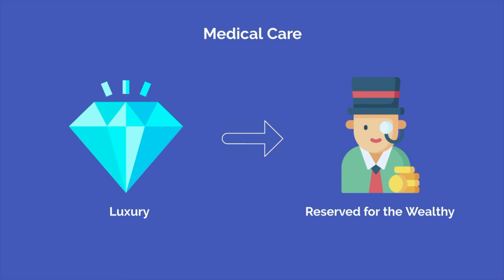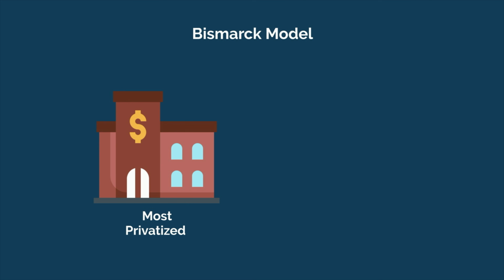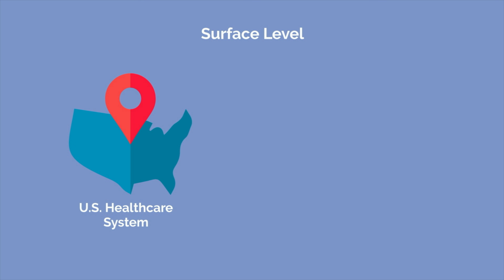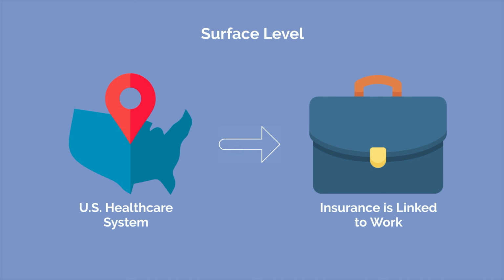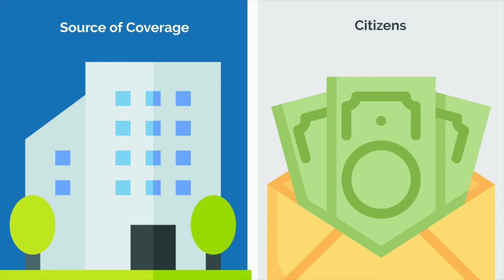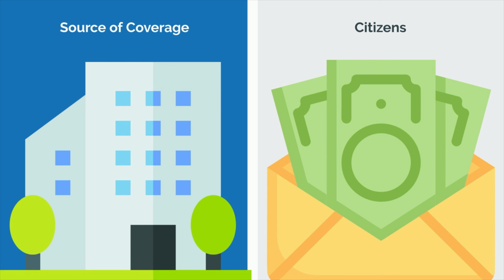The fourth and final model is the Bismarck model, which the German healthcare system is derived from. This model is the most privatized of the 4 models, with the government having the least involvement. At a surface level, it may resemble the US healthcare system because insurance is linked to one's employment, just as it is for most working Americans. The source of coverage is private insurance companies, and citizens dedicate a portion of their payroll tax to remain insured, with the delivery of care being mostly private.